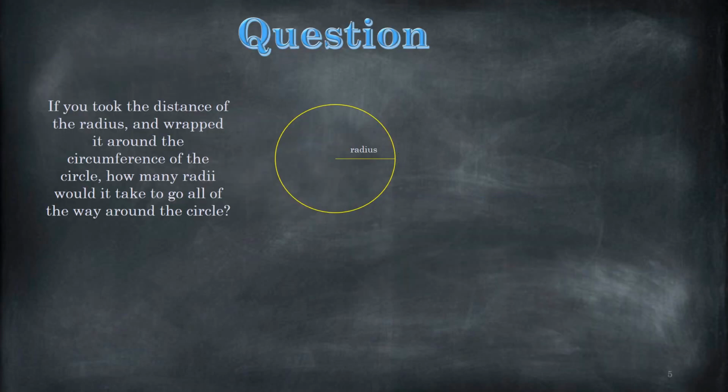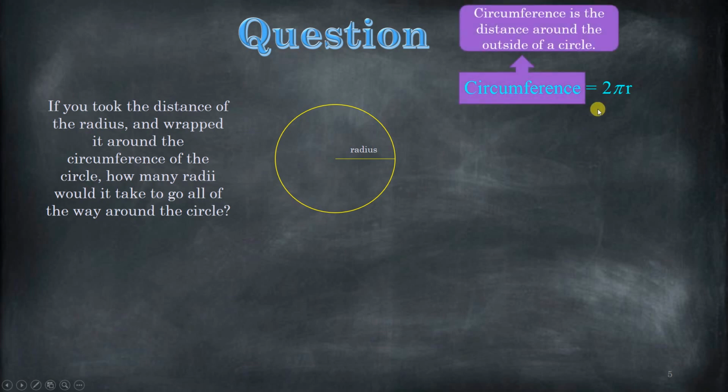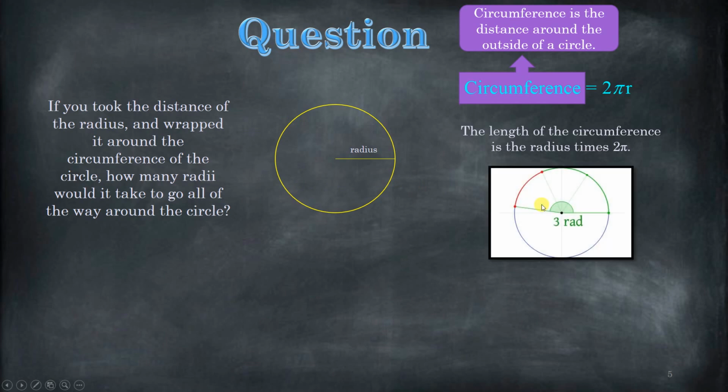So now let's go back to our question. Did you get it? Did you know? Did you figure it out? Well, here's the clue. The distance around the edge of the circle, that's called the circumference. The way we find the circumference is 2 times pi times r. Pi is a number, 3.14. It actually comes from a circle's circumference divided by the diameter. That's where pi comes from. But this is the distance of the circumference for any circle, 2 times pi times the radius. So it takes 2 pi radii to go all the way around the edge of the circle.